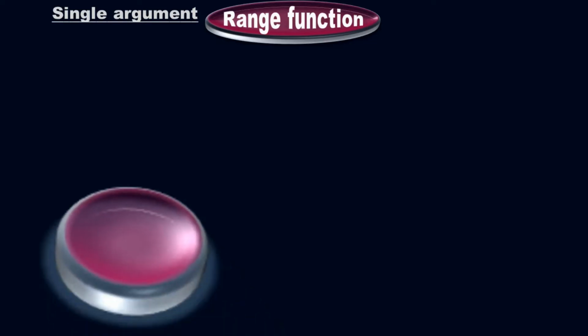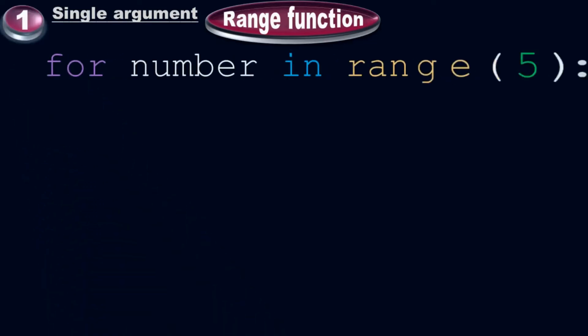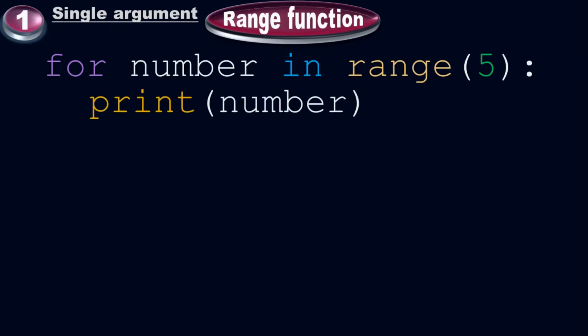Single argument. Let's do some examples of the range function where we give a single argument to the range function. So the very first example will be example number 1, where we have for number in range of 5. Take the print of number. If you run it, you will get 0, 1, 2, 3, 4.